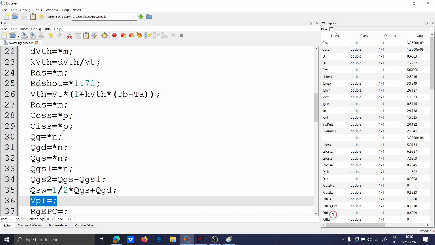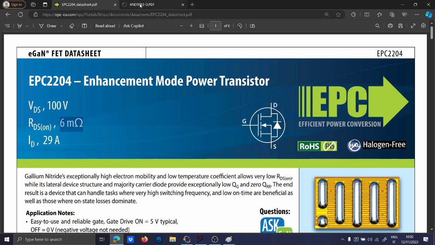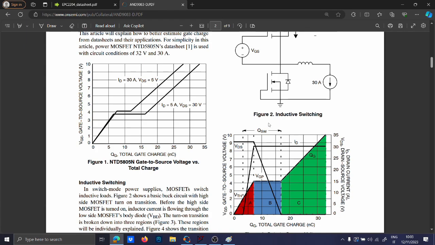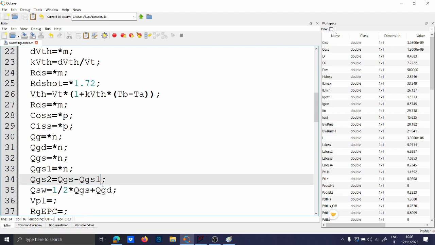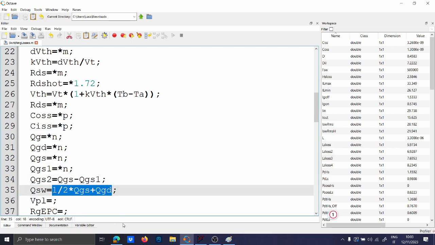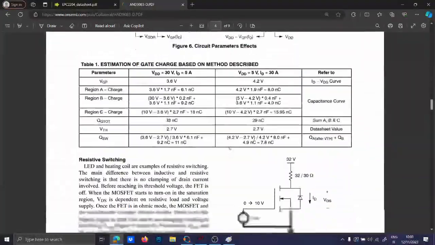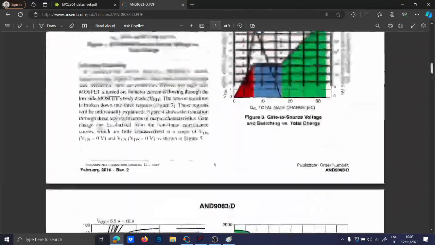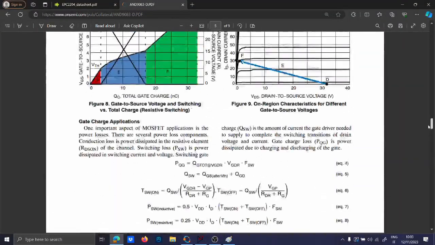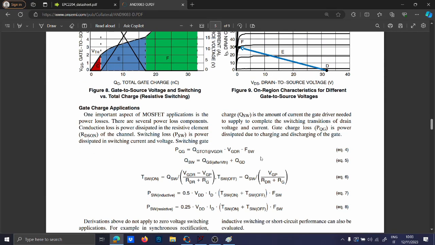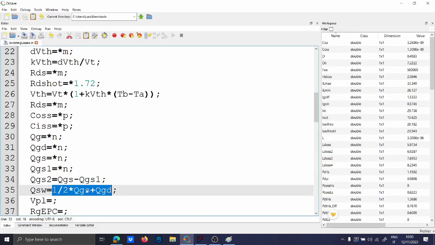In particular, this Q switch is defined in this application note here, AN9083. It is basically the charge which is required to switch, and it is a very interesting definition. You can define it in two ways. This is the first, 1/2 QGS plus QGD, and the other way, which this guy uses, is written around here. It is using the QGS after VTH plus QGD, which is more or less similar to this.